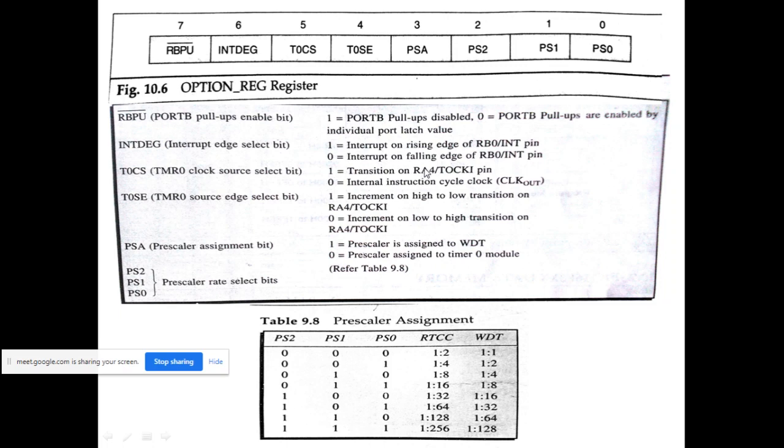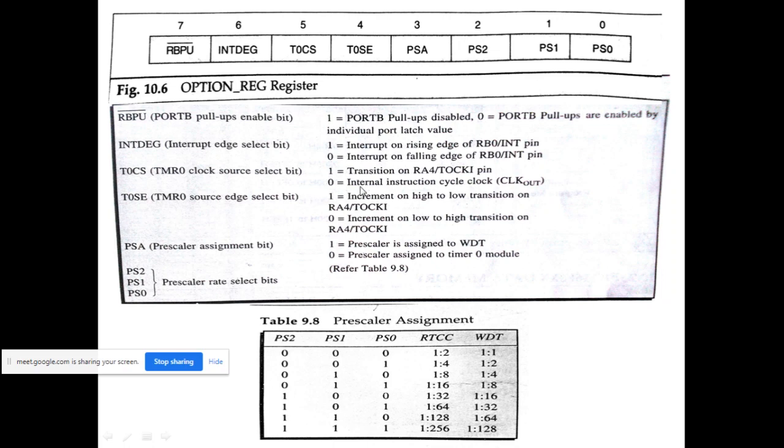Okay, so whatever signal you supply there, clock signal, that will be taken as the input clock. In other words, when this is high, your timer 0 will work as a counter. That means, in short, this particular bit decides whether it will work as a counter or timer. Then this particular bit, timer 0 source edge select bit.